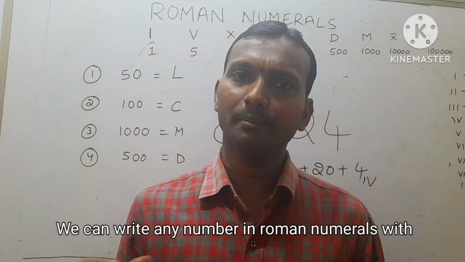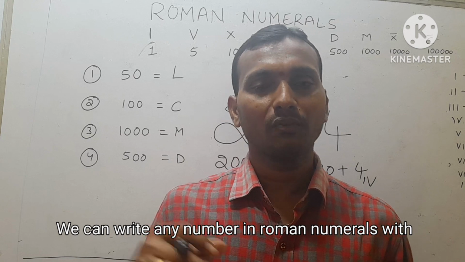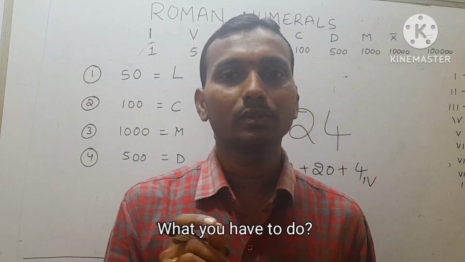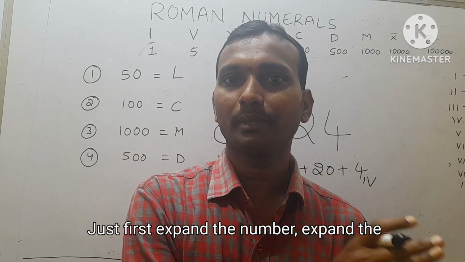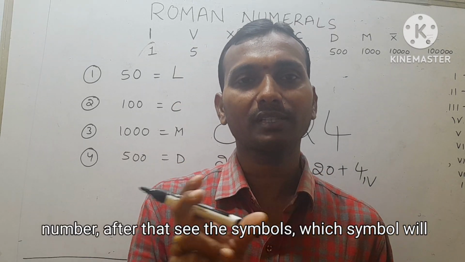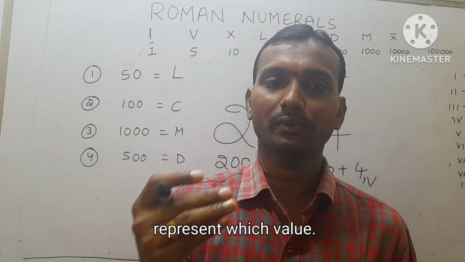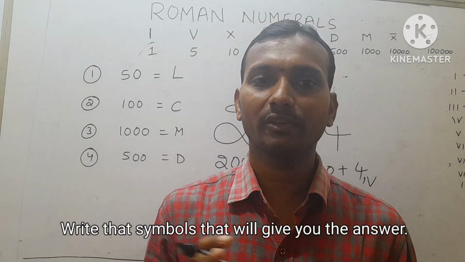We can write any number in Roman numerals with the help of these symbols. What you have to do is just first expand the number. After that, see the symbols, which symbol will represent which value. Write those symbols. That will give you the answer.